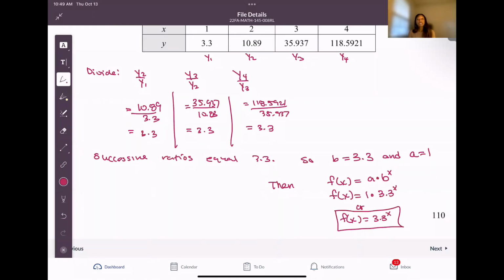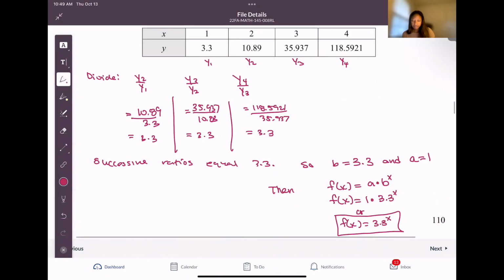All right, what we just did in this example is we took a table of data, and from the table, we looked at the successive ratios. We determined that the successive ratios are constant, and then we're able to say, when our successive ratios are constant, we have an exponential function, and that successive ratio tells us what our b value is.